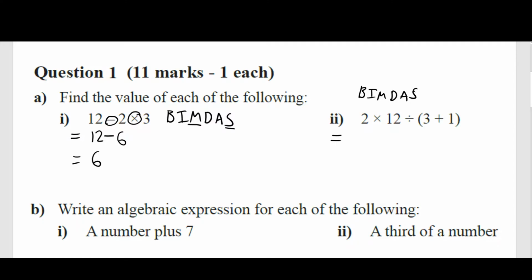And let's have a look here. We have a multiplication, a division. But here's some brackets. So we do what's in the brackets first because it's first in the list. Okay, so 2 times 12 divide, and 3 plus 1 is 4. Then multiplication is next. 2 times 12 is 24, divided by 4. 24 divided by 4 gives 6.